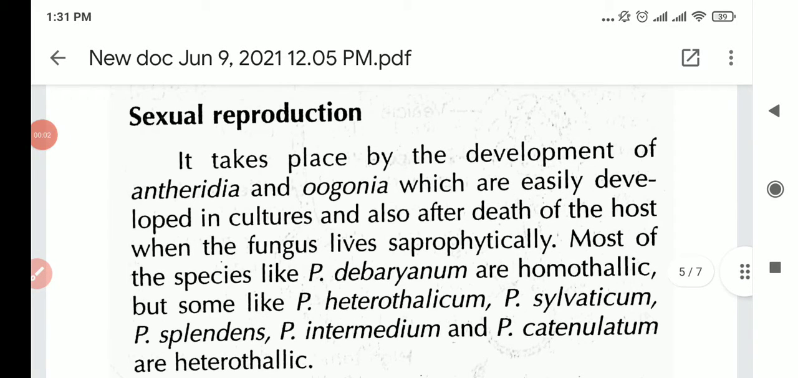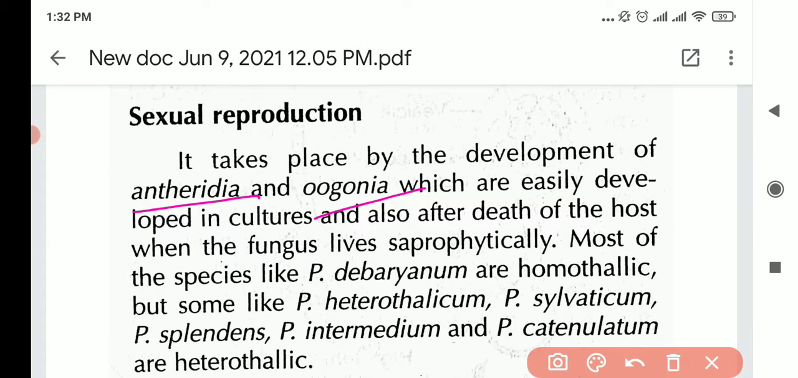So going into the sexual reproduction, because it belongs to the class Oomycetes. These are the first class of fungi that can undergo sexual reproduction. It takes place through the development of antheridia and oogonia. Antheridia will produce the male and oogonia will produce the female.